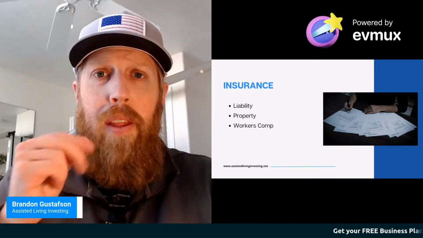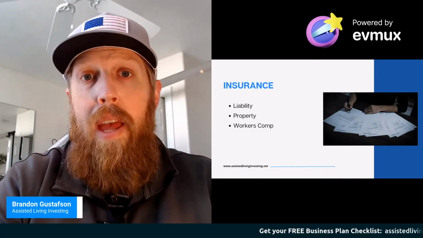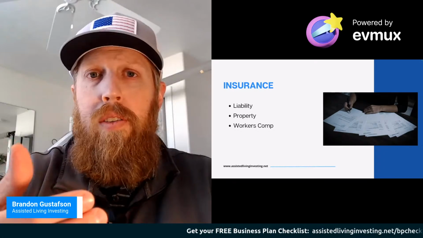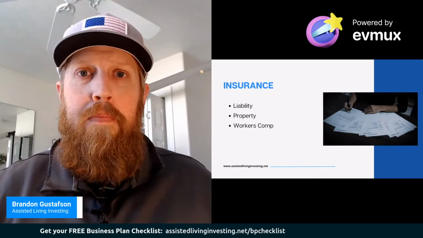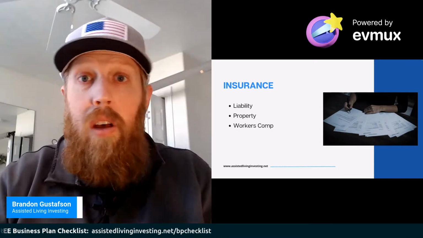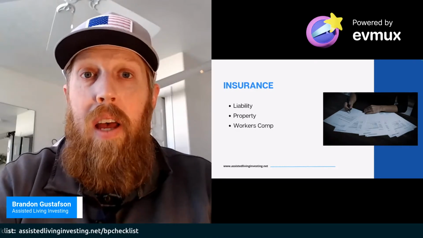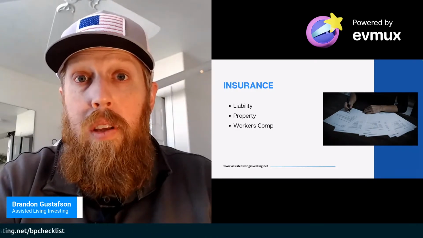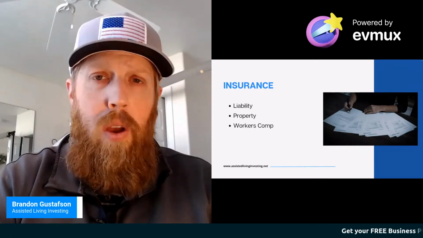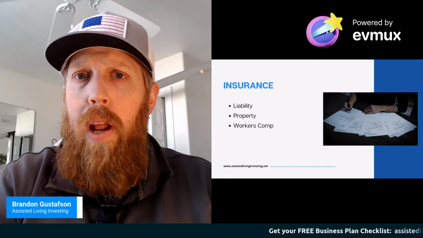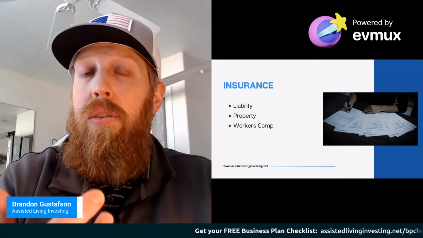And the third one is going to be workers' comp. The workers' comp insurance is going to cover you if your staff member falls down or cuts themselves or whatever happens while they are at work. It's going to cover them for that. So those are the three basic ones. And I did a video on the YouTube channel that I think went out last week that was all about finding an insurance broker.